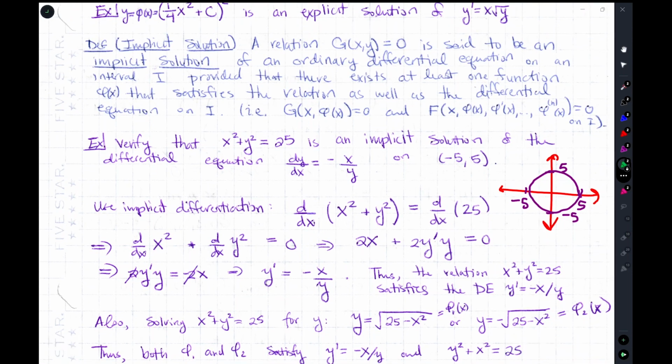Provided that there exists, so g of x, y equals 0 is said to be an implicit solution, provided that there exists at least one function phi of x that satisfies the relation, as well as the differential equation. So we do need at least one function. We can get a function. We could get all sorts of functions, in fact. I could have just said this works on the interval -5 to, I don't know, -4 or whatever. And that's a function because for any value of x, you only get one value of y.